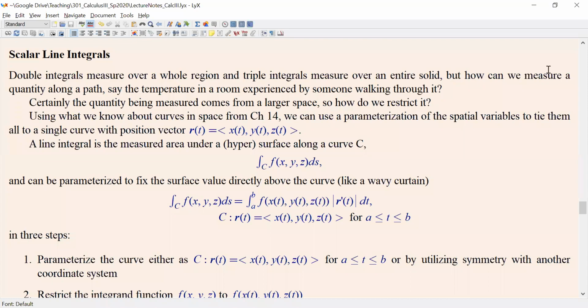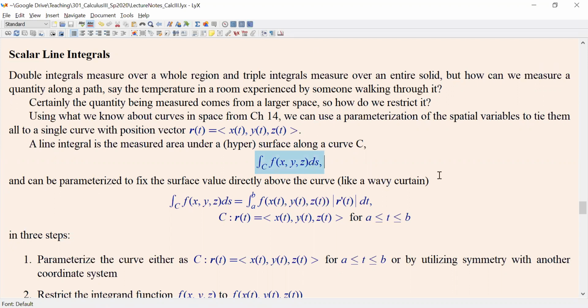Welcome back. Now I want to look at scalar line integrals and do an example both in the Cartesian form where we go through and parameterize the whole thing around, and using some symmetry to rewrite it in a polar form. So a quick reminder about what a scalar line integral is.